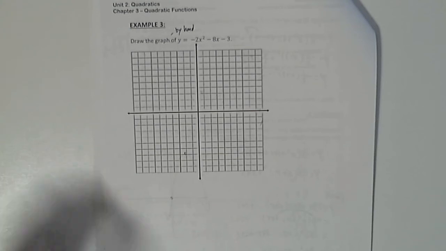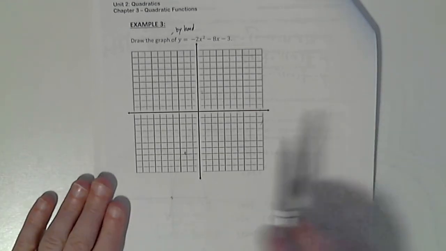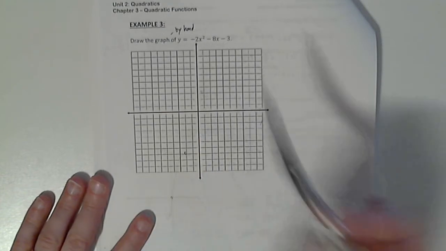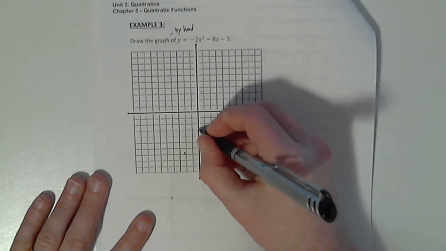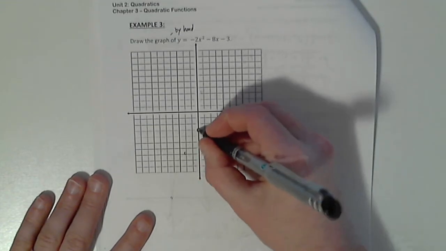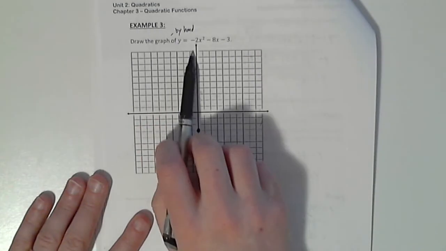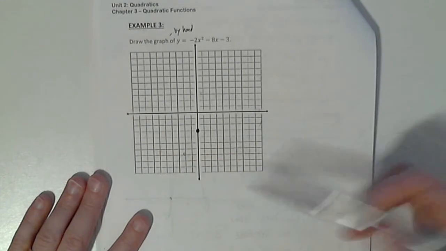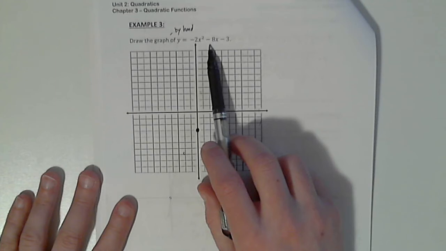We know a couple things about it right away. I don't have all my colors here, so I'm going to have to do it all in black. We know right away it's going to have a y-intercept of negative 3. So 1, 2, 3. We know it's got that point on the graph right away. We know it opens down, so it's going to be some kind of upside down parabola. We don't know where the vertex is. So it's actually not a lot of information to go off of.